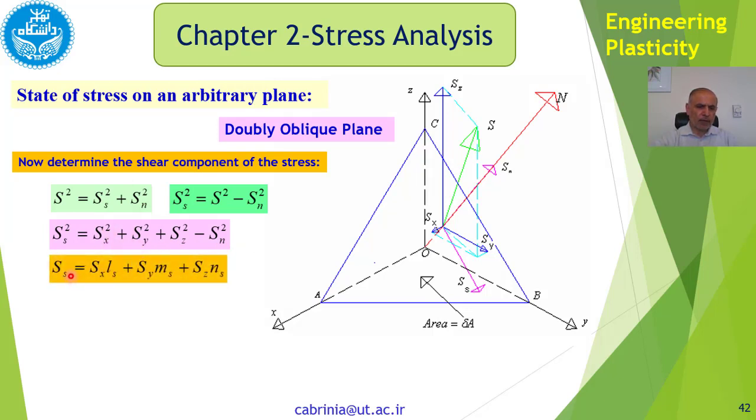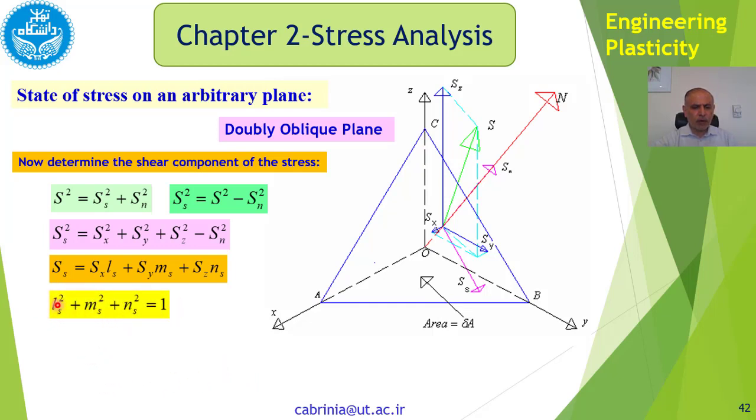Now, Ss we can also write in another way. This is from another logic, which is Sx times Ls, Sy times Ms, Sz times Ns. What does it mean? It means that Ls, Ms, Ns are the direction cosines of Ss in relation to the xyz axes. So here instead of L, M, N we have Ls, Ms, Ns, which are the direction cosines of Ss.